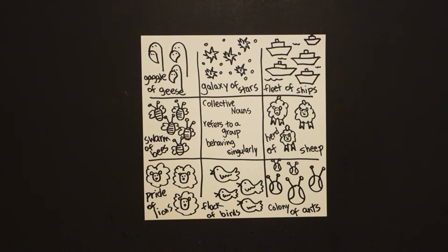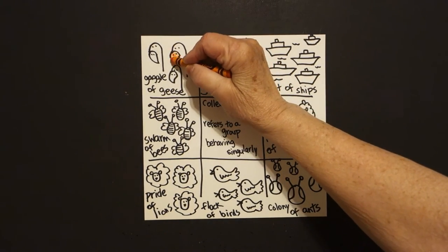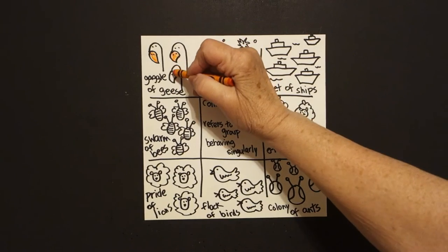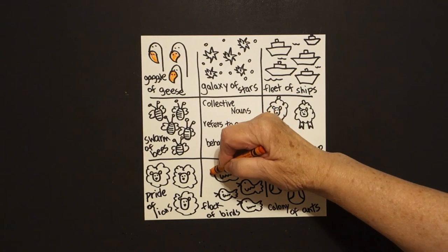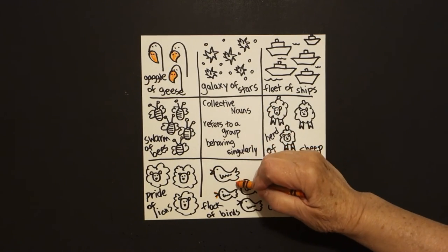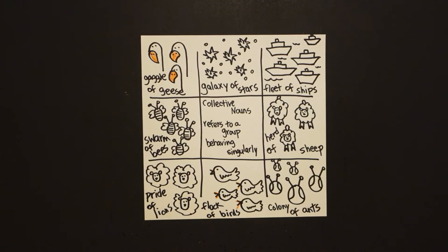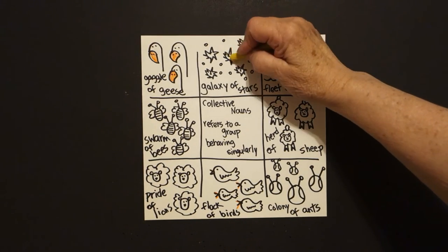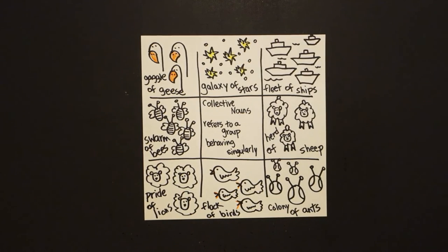Let's see how we're gonna color this in. Okay, I'm gonna take my orange red, red orange, and do my beaks on my gaggle of geese, gaggle. Then I'm gonna take this and come down to my flock of birds and just put a little orange on their beaks. Okay. Then I'm gonna take my yellow and I'm just gonna color in my big stars in my galaxy of stars. I'm just gonna do the big stars. Leave the little pin dot stars alone.